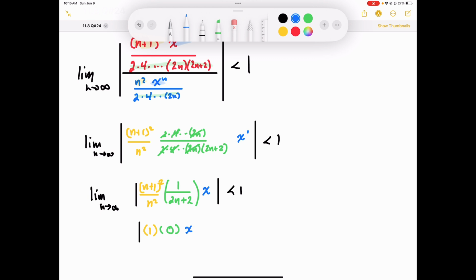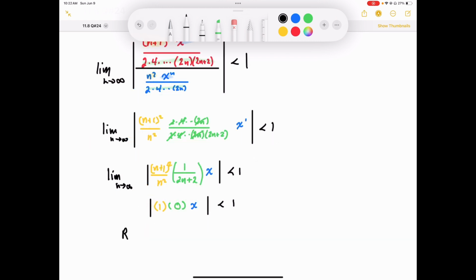And so what that means is we have an infinite radius. And our domain, or our interval of convergence, is going to be from negative infinity to infinity.